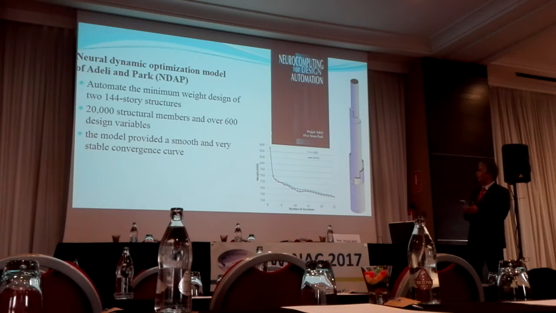So, we actually used this 20 years ago to optimize a super high-rise building, a 144-story structure. So this was done 20 years ago. This was the tallest building ever designed at that time. And so we had to do it on a supercomputer. This is a very large scale problem. We have like 600 optimization variables, more than 20,000 members, and like 40,000 constraints. Very large scale problem. And solving such a large scale problem can create convergence and stability issues.